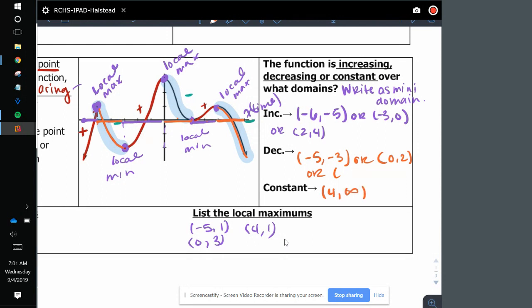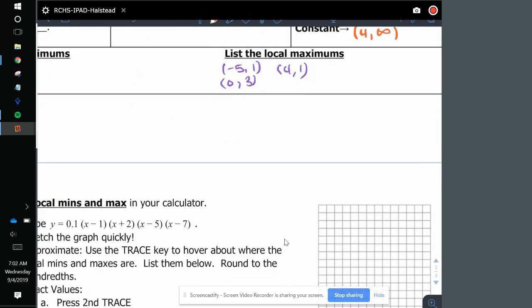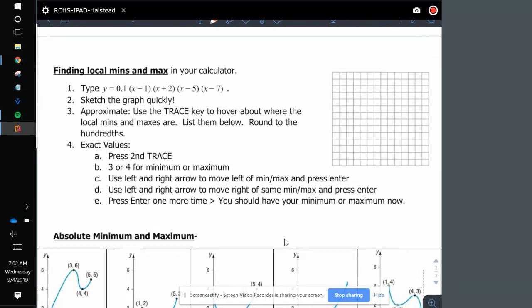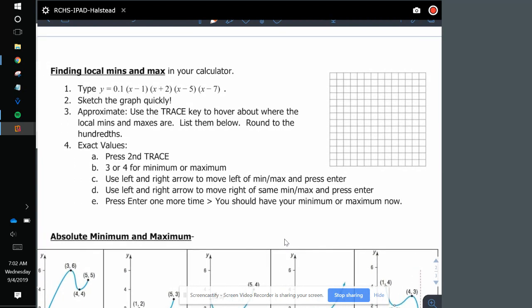On the first increasing branch, which is this one right here, we don't actually start at -6. We start at -infinity all the way to -5. Okay, so in our calculator now, we're going to go ahead and look at local mins and local maxes. So I want you to graph the function here.